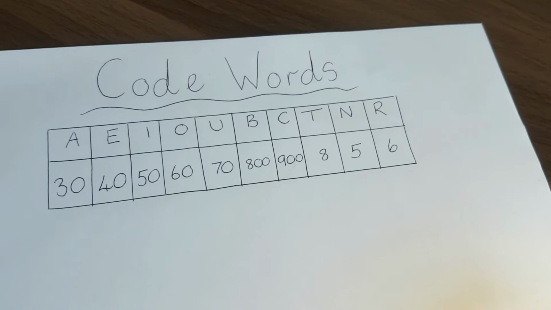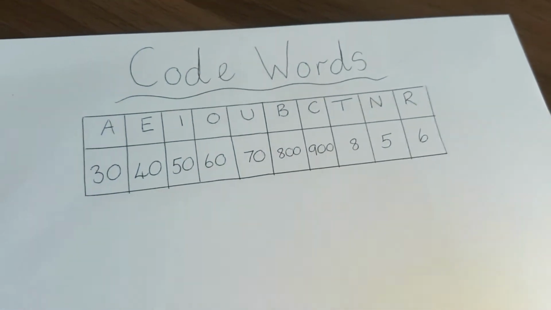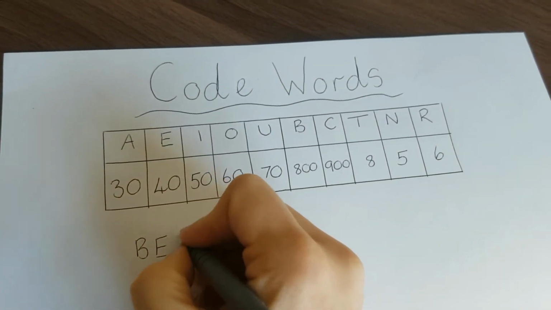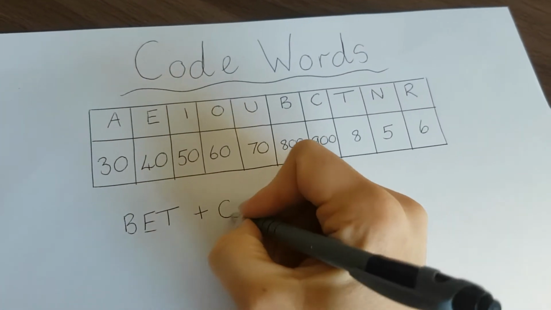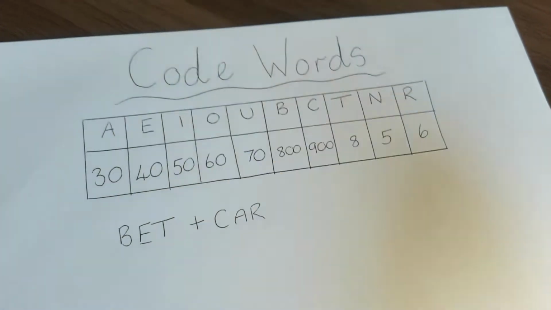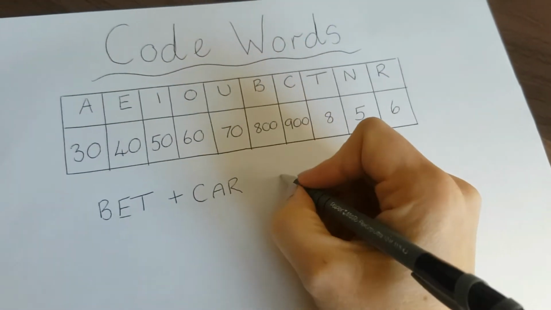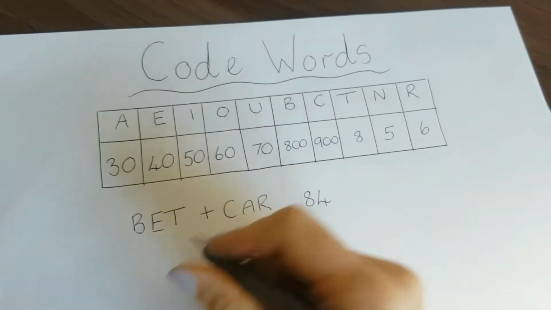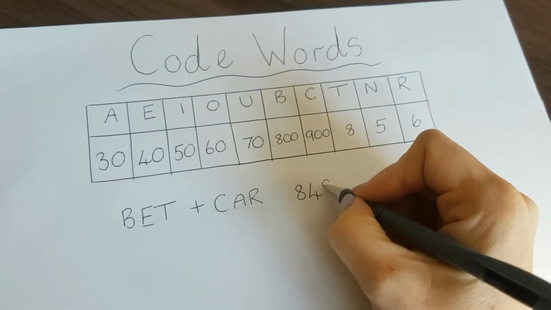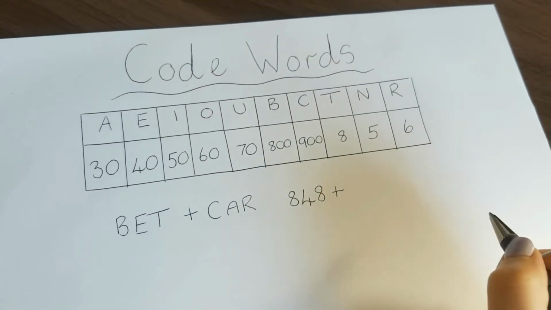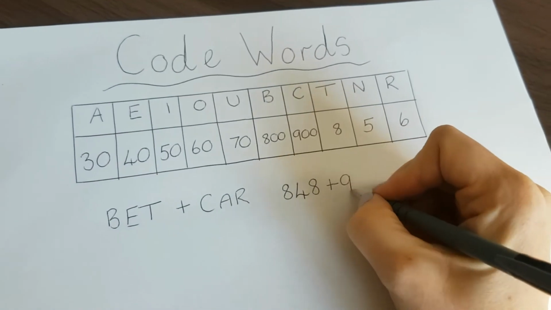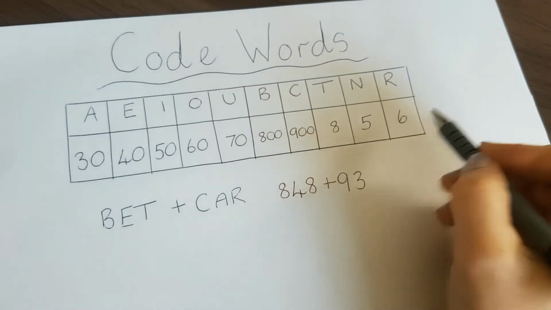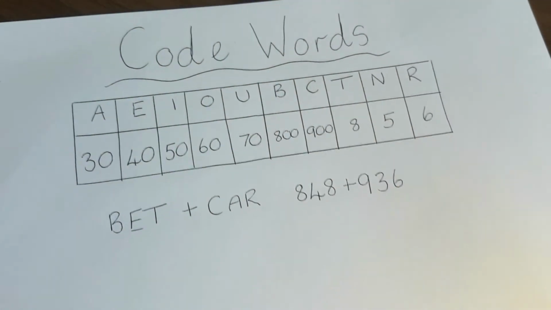All you do then is make up words from the letters that you have. So you might decide to do something like, I'm going to do bet add car. And that would be 800 for the B, 40 for the E, and 5 for the T. Add car would be 930, the R 6. And then you can work out that question.